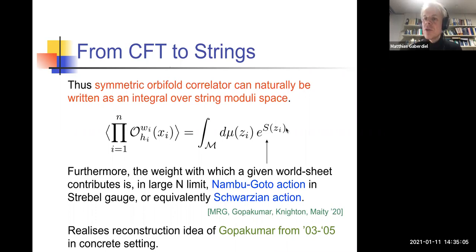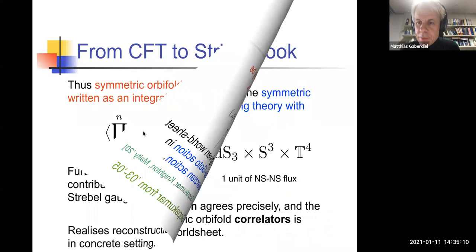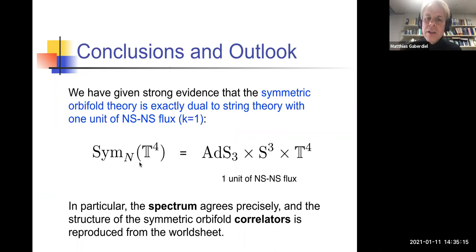So I think my time is up, given the fact that I started a little bit late, but I should wrap up. So let me conclude. I tried to convince you that we have very good evidence that the symmetric orbifold of T4 in the large N limit is exactly dual to string theory in AdS3 x T4 with one unit of Neveu-Schwarz flux.